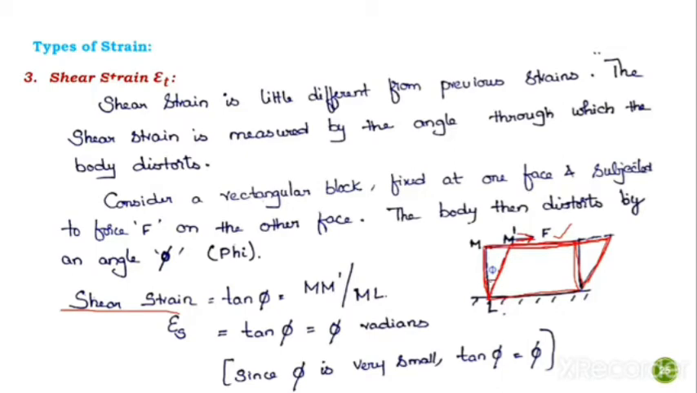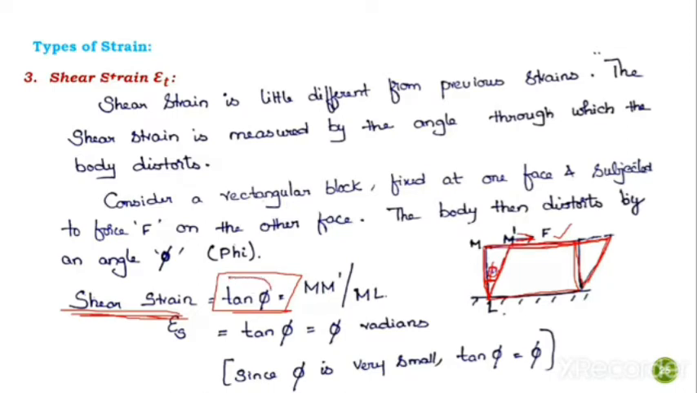The angle present here is denoted by phi. Let us take that as phi. Now this shear strain is nothing but the tan of that angle, tan phi. So, tan of this phi.